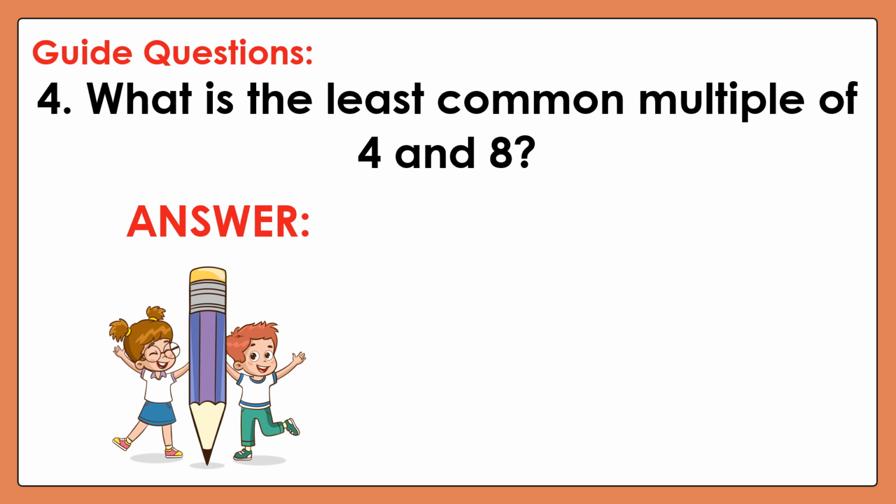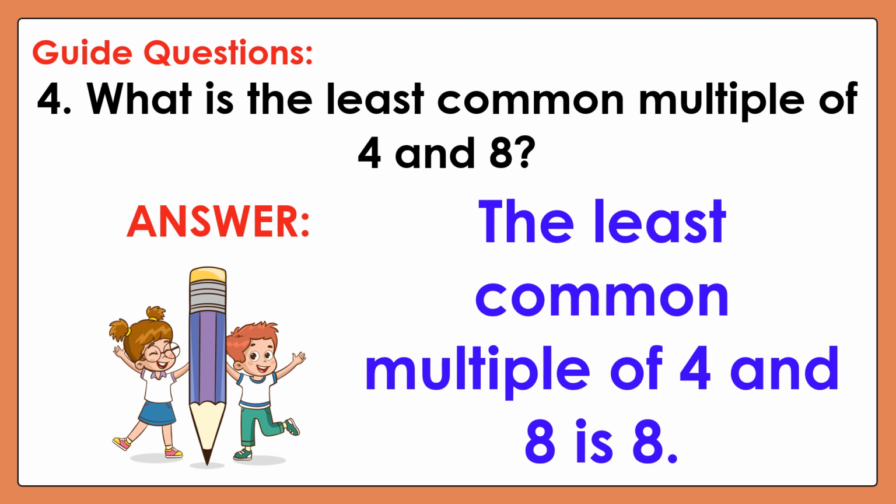Fourth, what is the least common multiple of 4 and 8? The answer, the least common multiple of 4 and 8 is 8.